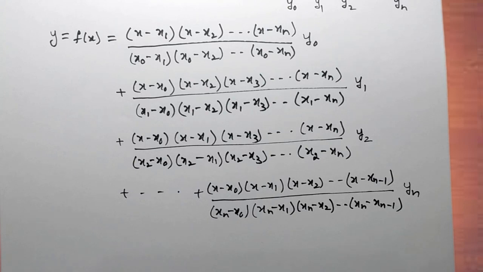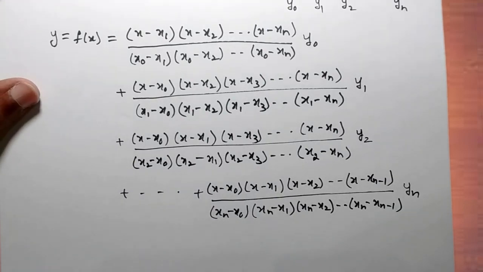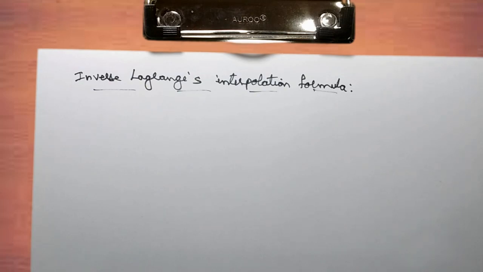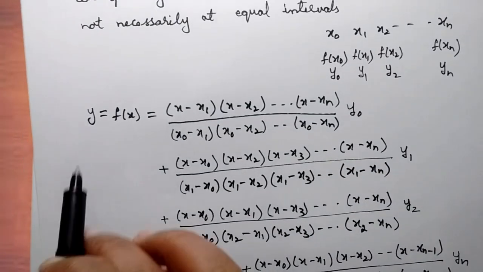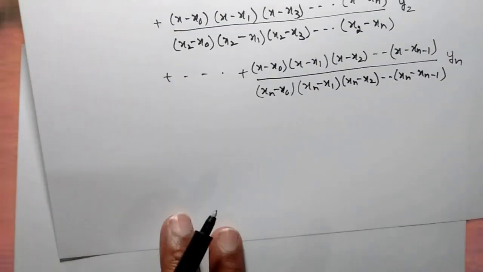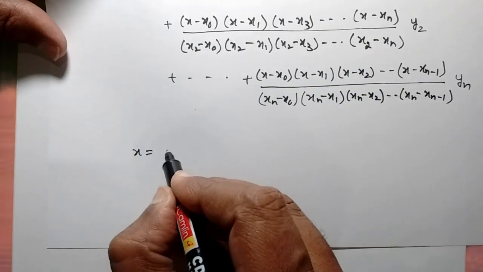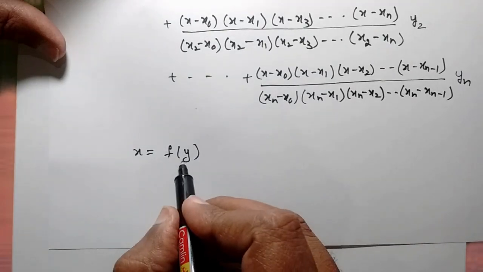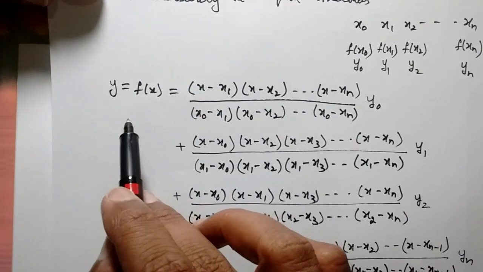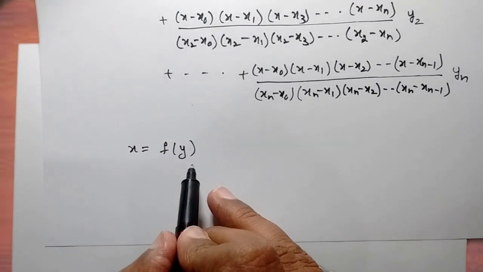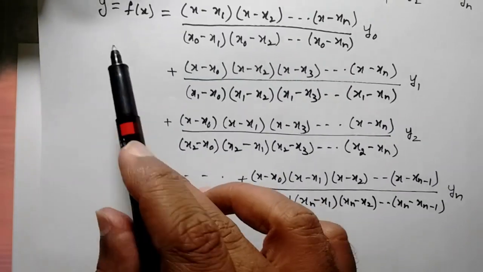We even have the inverse Lagrange interpolation formula. So what will be the inverse Lagrange interpolation formula? Let me write it down. In the case of the Lagrange interpolation formula, we have written y is equal to f of x. In the case of the inverse Lagrange interpolation formula, if you have x is equal to f of y, then in that case, you have to write x is equal to.